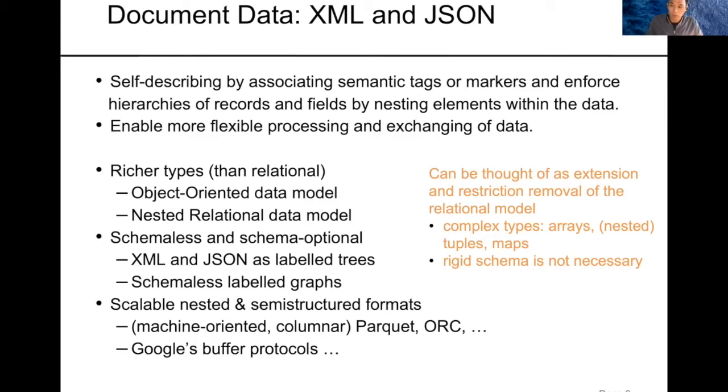So therefore, the XML turns into a schemaless labeled graph. And the document data also allow a scalable nested and the same structure format. So they are widely used in many application scenarios. In general, document data can be thought of as an extension and restriction of the relational model, by supporting complex types such as arrays, lists, tuples, maps, and by removing the regular schema.